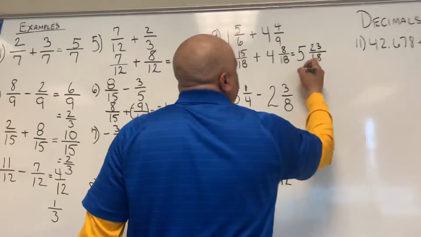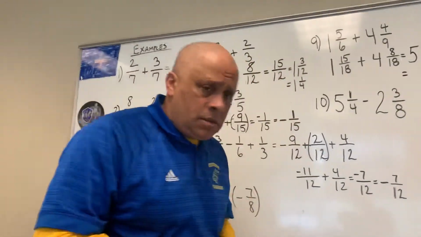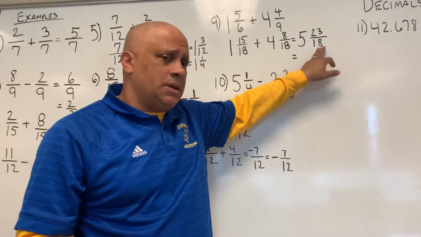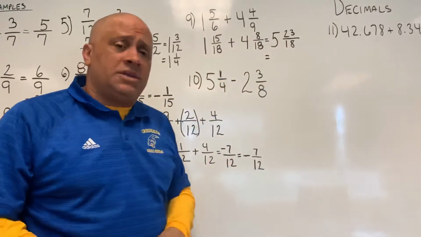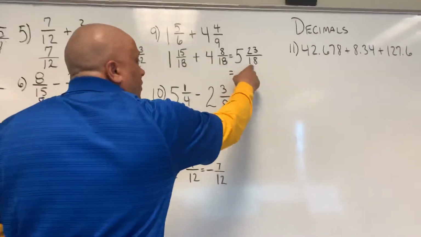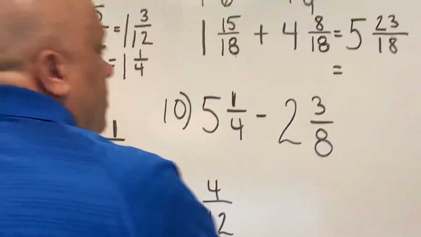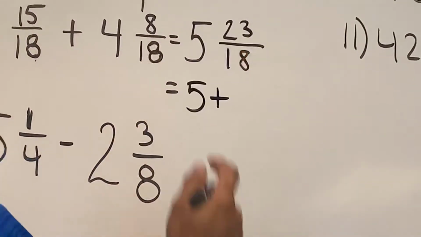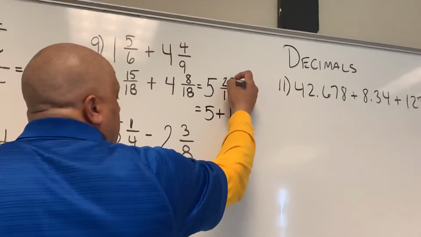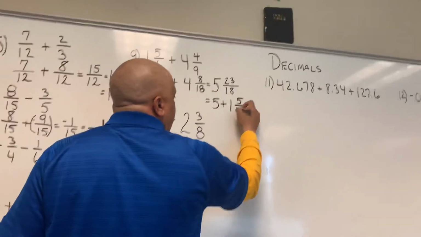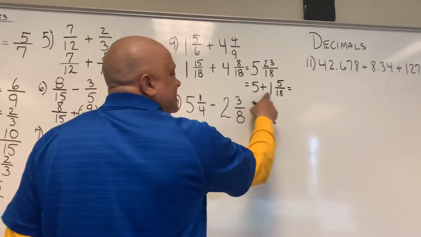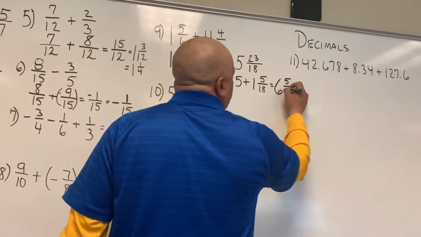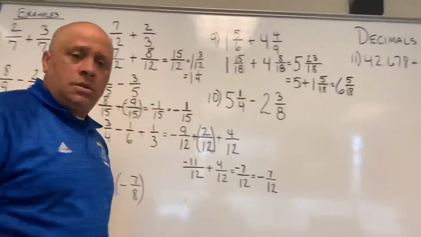We keep the 18. Now, are we done? No. What we now have to do is we see that we have an improper fraction still that is connected to our integer. Well, we just convert this into a mixed numeral. So now you got 5, and it would be plus that. How many 18s go into 23? That's 1. 23 minus 18 is 5, and we put that over 18. Then all we have to do is just add these two together, which is 6, and we bring over the 5 over the 18. So there's our answer.